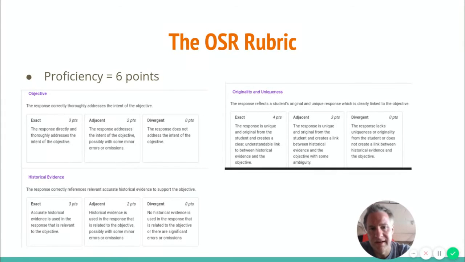Finally is your originality and uniqueness. This is 4 points. This is the most of the points in the OSR scoring. We made it the most because that's really what this project is about. It's about your creativity. And none of your teachers are here to say whether your creativity is good or bad. You're drawing, oh, that's a great drawing, or oh my gosh, that drawing is miserable. I don't understand it. It's all in the eye of the beholder.